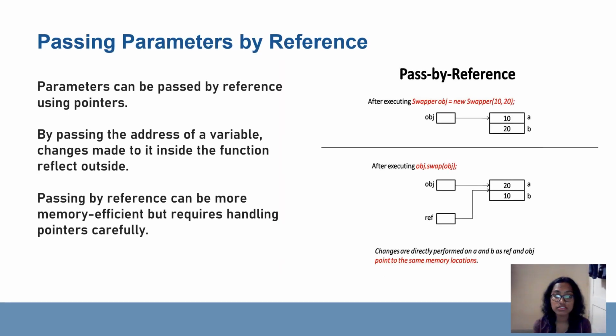So now let's know about passing parameters by reference. Parameters can be passed by reference using pointers. By passing the address of a variable, changes made to it inside the function reflect outside. Passing by reference can be more memory efficient but requires handling pointers carefully.